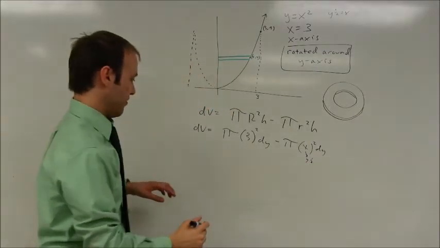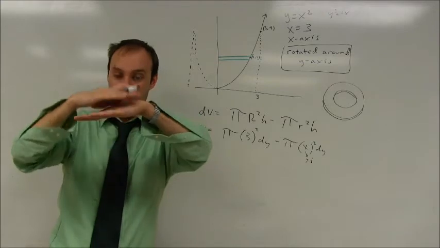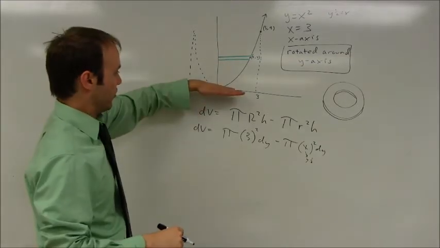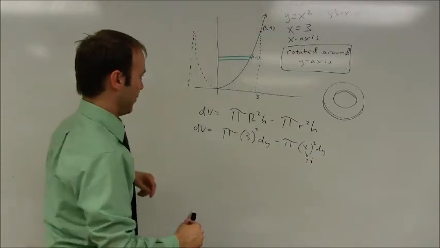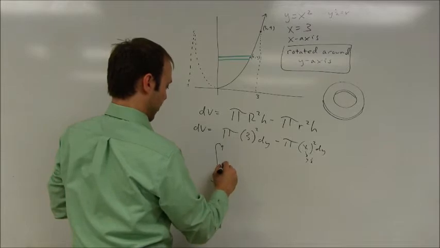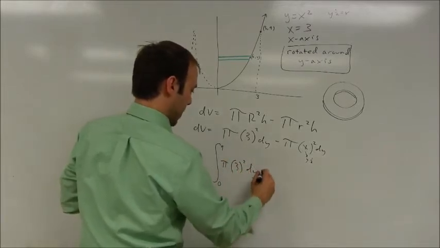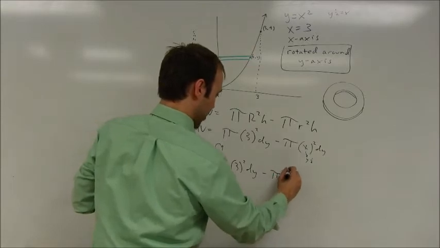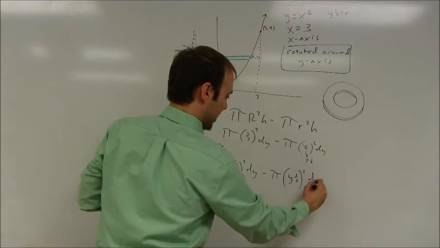And basically I can go ahead and find my integral. My integral is the sum of these washers, if you want to think about it that way, starting at the bottom, adding all the way up to the top. Notice those are y values. It's going to go from 0 to 9 of pi times 3 squared dy minus pi times x squared, and again I'm going to replace that with y to the 1/2 dy.